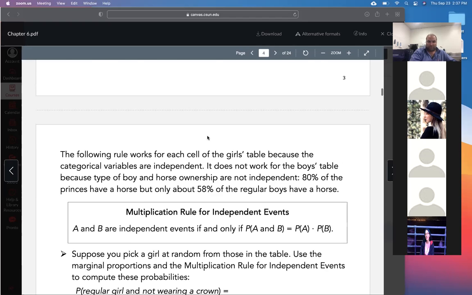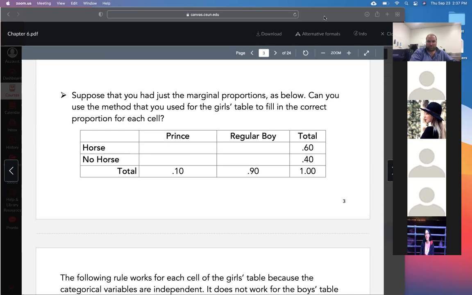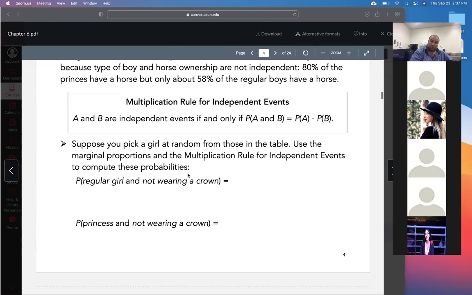Okay, so if I go back up here, I would say if A is being a regular boy and B is having a horse, then the probability of A times the probability of B would give me the probability of A and B. In other words, 0.54. But it's only valid if they are independent. If they're not independent, you cannot use this rule.